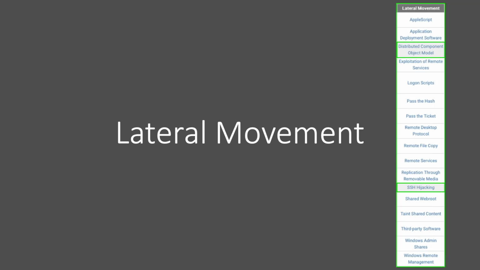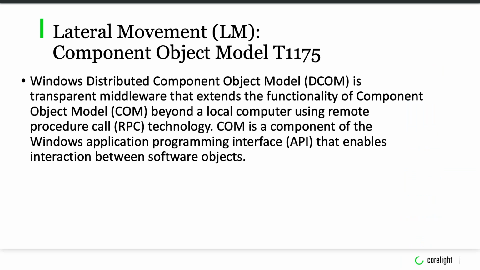We're going to talk about the Distributed Component Object Model and SSH hijacking. First, we see a mouthful of words in the definition of the lateral movement component object model. In this case, it's specifically discussing DCOM, the Distributed Component Object Model. It's what allows you to extend functionality beyond a local computer using RPCs, or remote procedure calls. It's a component of the Windows API and enables communication between software objects. So what exactly does that mean?